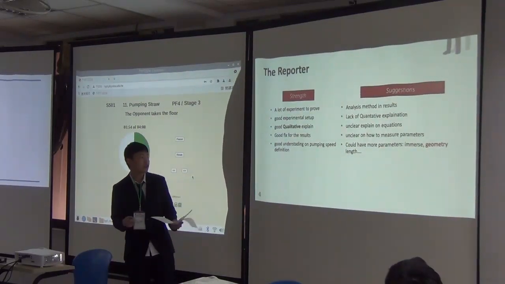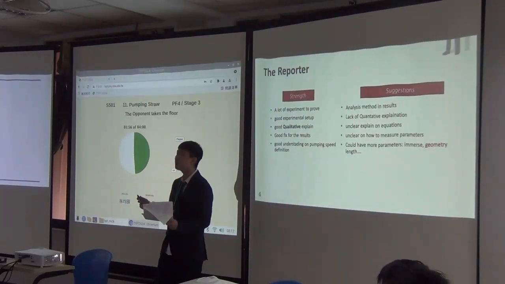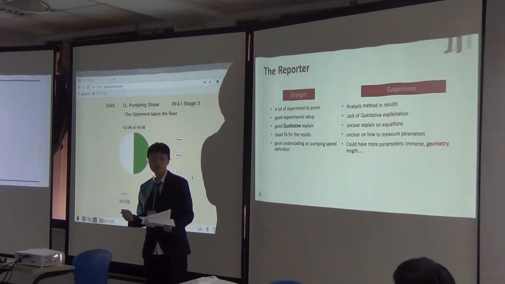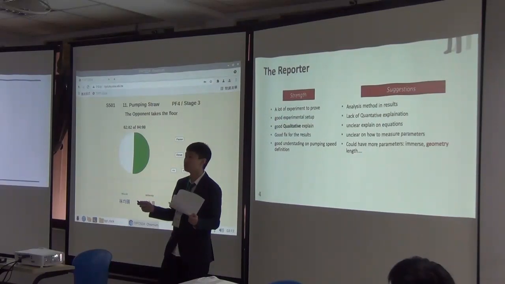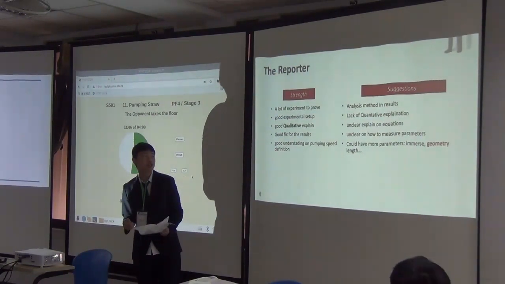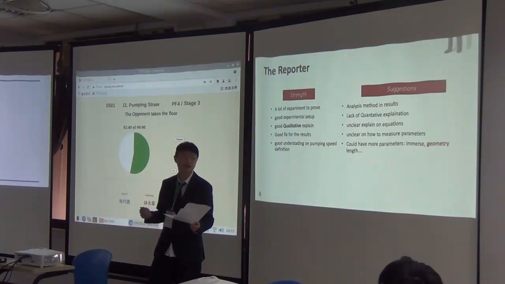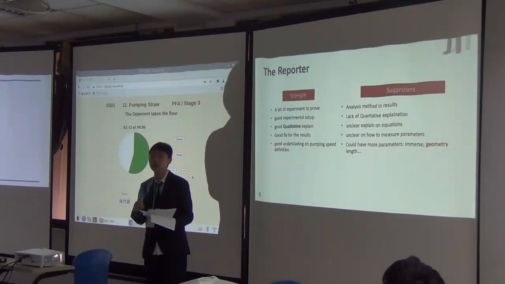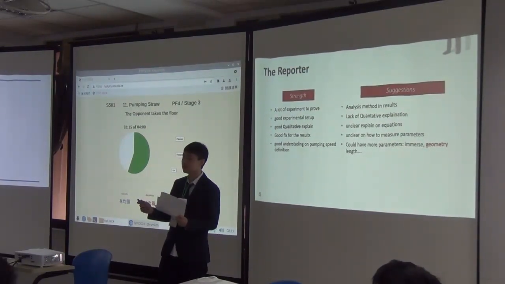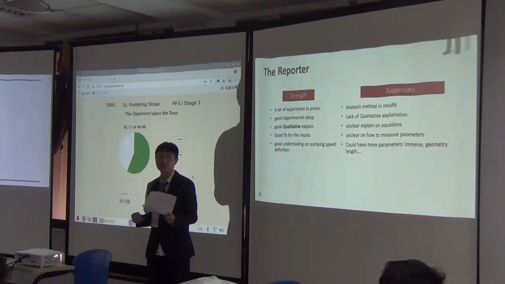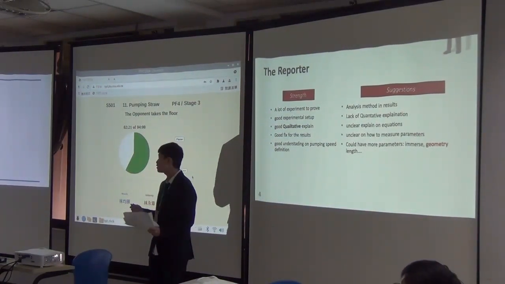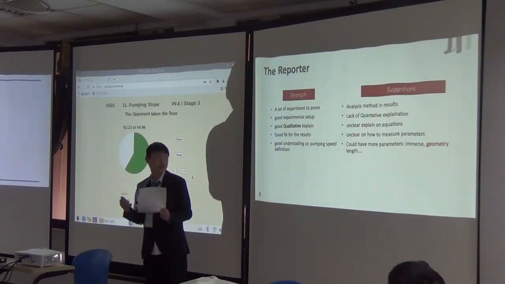And also, we considered that they have a good understanding of the pumping speed definition, because mostly what other considerations we'll think about is the exit velocity, but they have mentioned it by its mass flow rate. And as for the suggestion, we considered that they can have more analysis methods in the results, such as if they control the rotation speed, how they measure the angular velocity, and also how they measure the pumping speed. And also, they have unclear explanations of the equations that we have discussed.